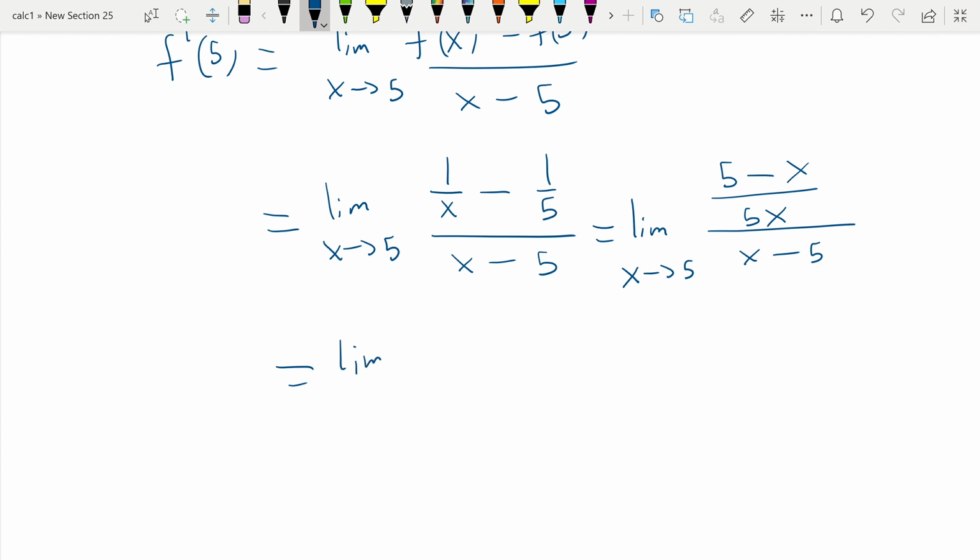We continue, this is equal to the limit as x approaches 5 of, well, we can write 5 minus x as minus x minus 5. When we distribute the minus inside, we'll switch the signs of x and 5, and then we divide this by x minus 5.